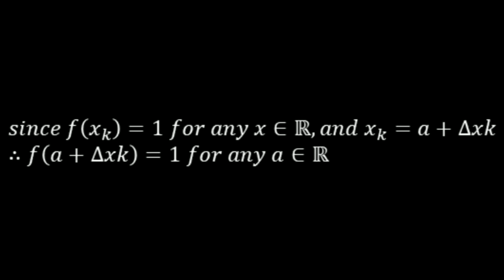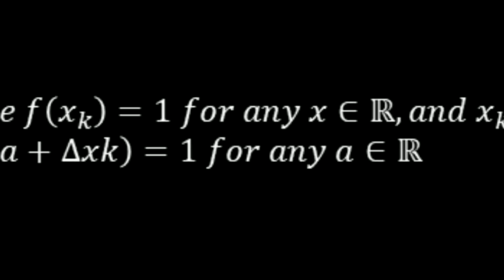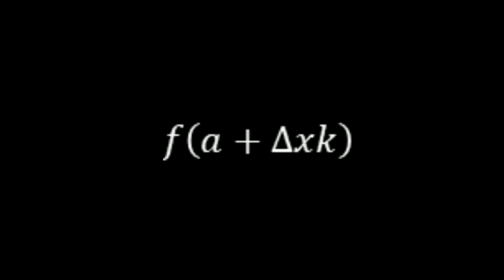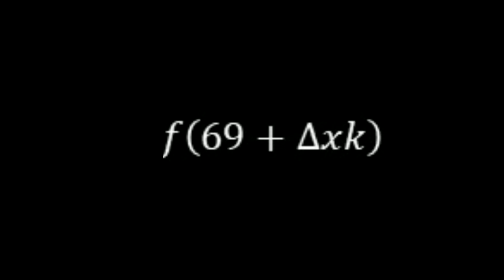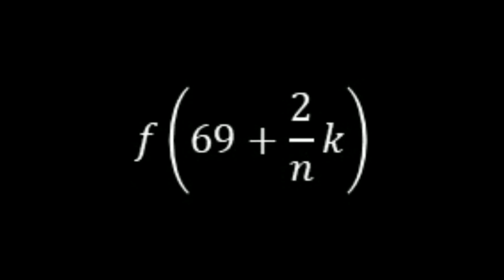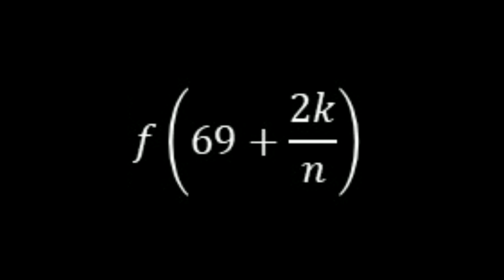This means that in theory, no matter what the value of a is, f of x will always output 1, which means that a can be just about anything you feel like it being. So let's define a as 69 and say that in the parentheses within the function, we input 69 plus delta x, which is 2 over n times k, or in other words, 69 plus 2k over n.